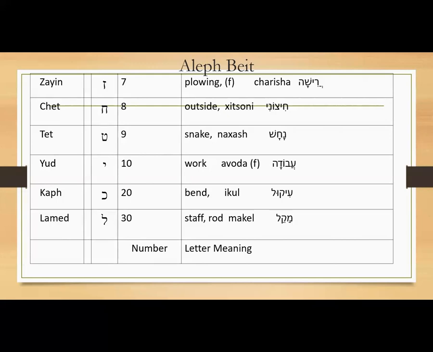Tet. Number 9. Number 9, we're going to use the word snake. A snake is a nachash. The nachash came to Eve, and he said, has the Lord said you can't eat of all the trees of the garden? There, his question already was a lie. Nachash.